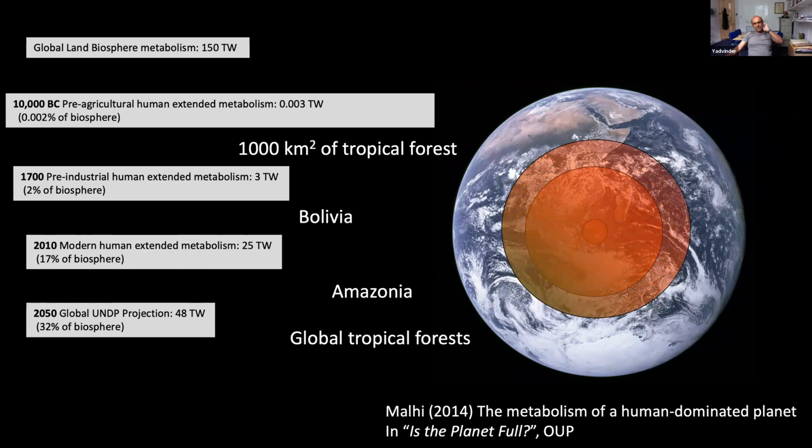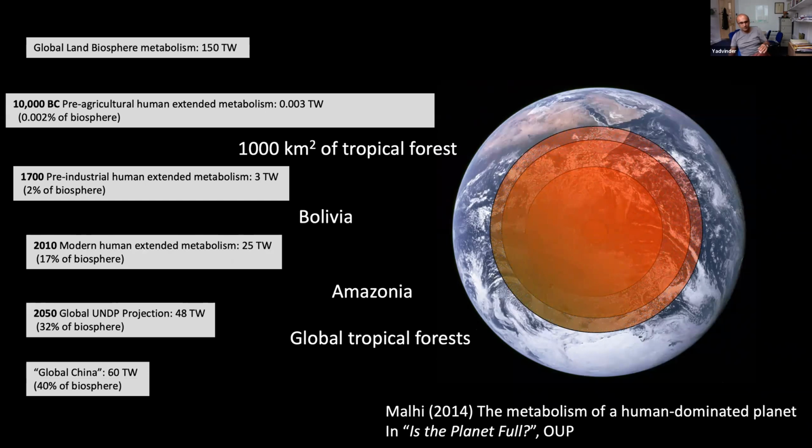But if we look at a mid-range UNDP projection for 2050, in terms of population and economic growth, then the energy flow through humanity is equivalent to around 32% of energy flowing through the terrestrial biosphere, or roughly the total amount of energy flowing through tropical forests worldwide. And we can look at other scenarios too. If we go to everyone having the same per capita consumption of the average citizen of China, which is much less than the average citizen of North America by comparison, we're looking at 40% of biosphere energy equivalent flowing through humanity.